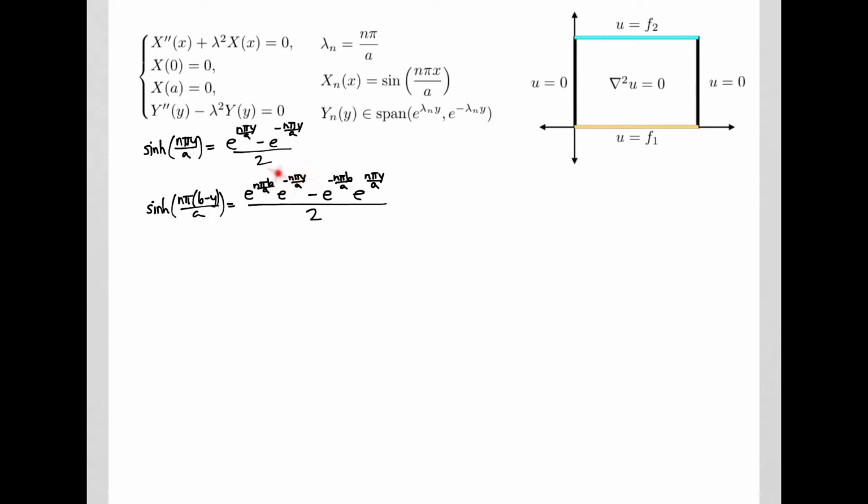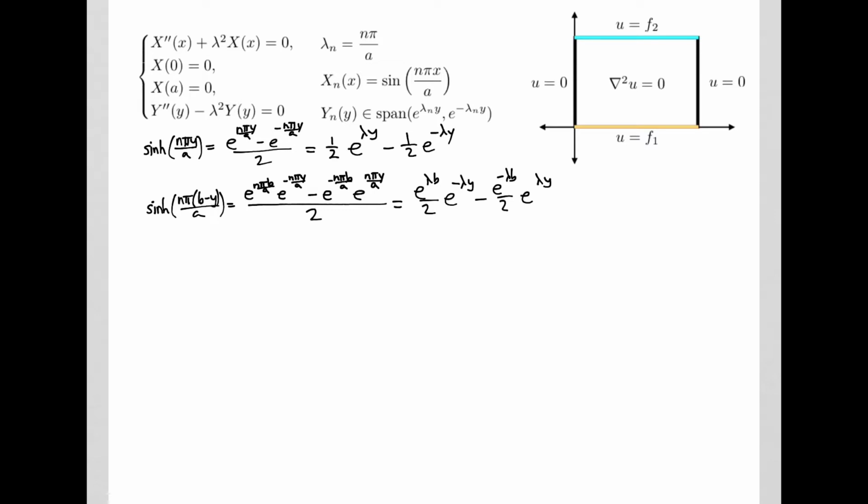When I have the positive exponent, I've split it into a product of two terms. And notice what I have: a linear combination. I've got 1/2 e to the lambda y minus 1/2 e to the minus lambda y for my sinh. And for my second function, I have e to the lambda b over 2 times e to the minus lambda y, and minus e to the minus lambda b over 2 times e to the positive lambda y. Okay, and so both of these functions are in the span.